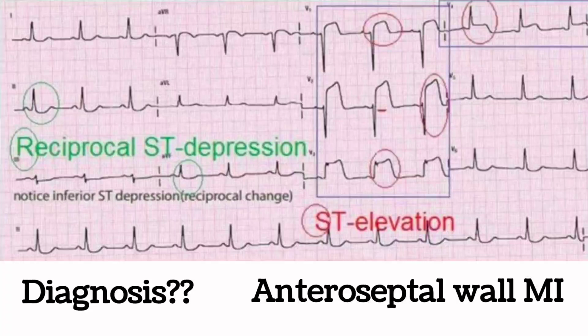We also have to keep in mind the criteria for ST segment elevations to be significant: at least one small box of ST segment elevation should be present in all leads except for leads V2 and V3, in which ST segment elevation should be at least 2 small boxes in males and 1.5 small boxes in females.